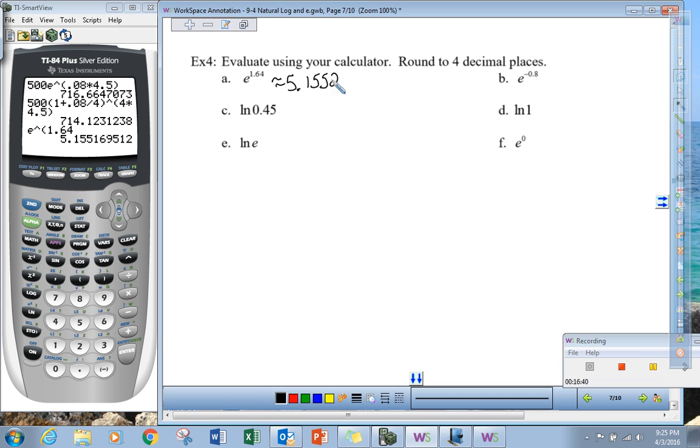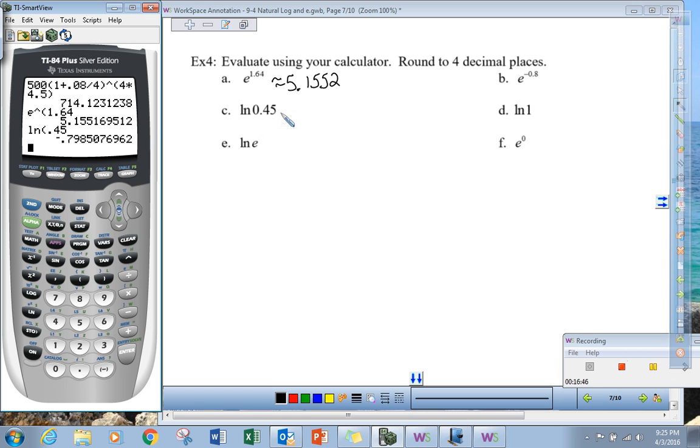If I want to do the natural log of 0.45, that's as easy as you think. I'm going to have approximately negative 0.7985. Now this one we're going to use off and on here, so let me go ahead and do the natural log of e. Watch what happens on this.